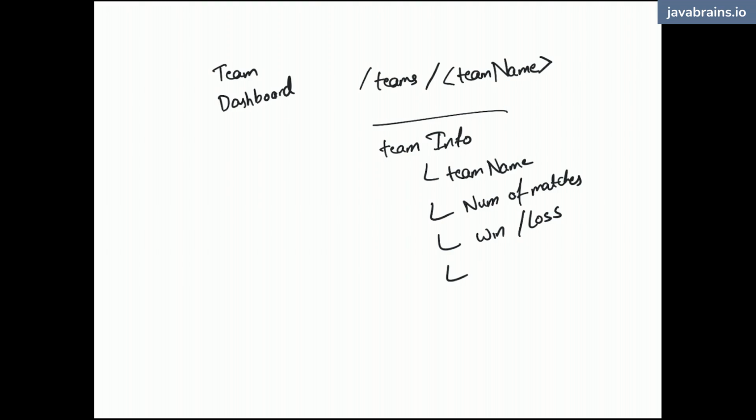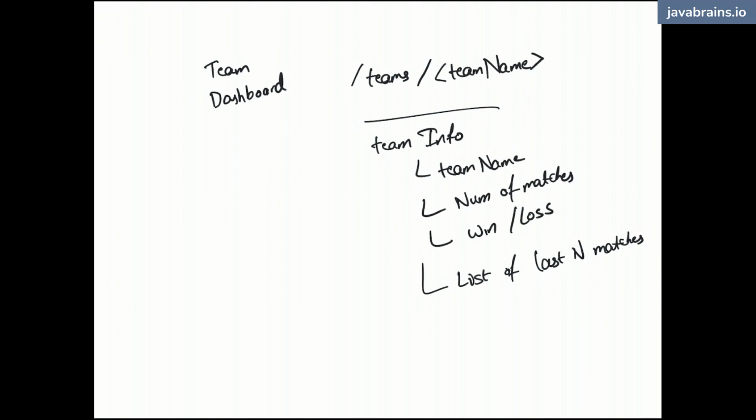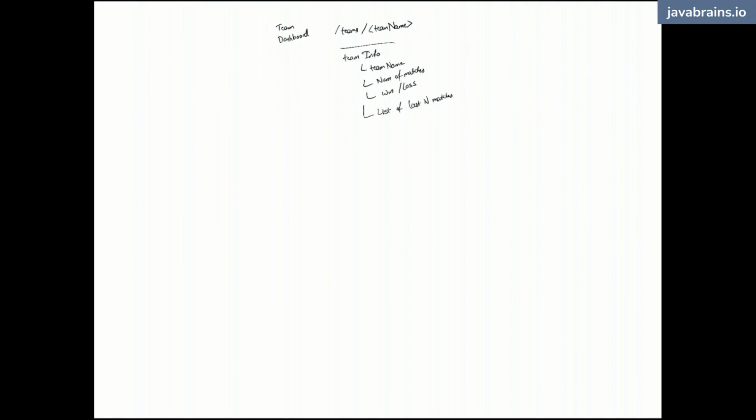So we know that in the page, we need to show like the last 3 or the last 4 matches that this team has played, okay? So we're going to have a list of the last N matches, okay? So we're going to return this. Now, the next thing that we need is the match page.